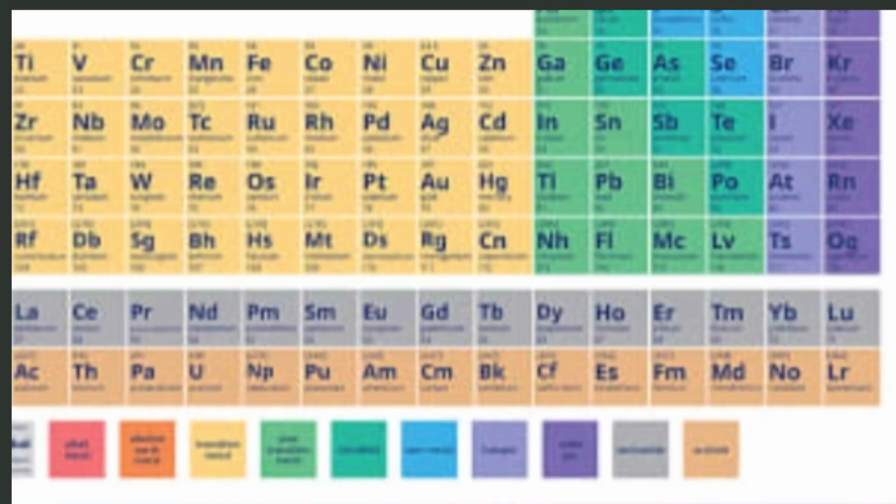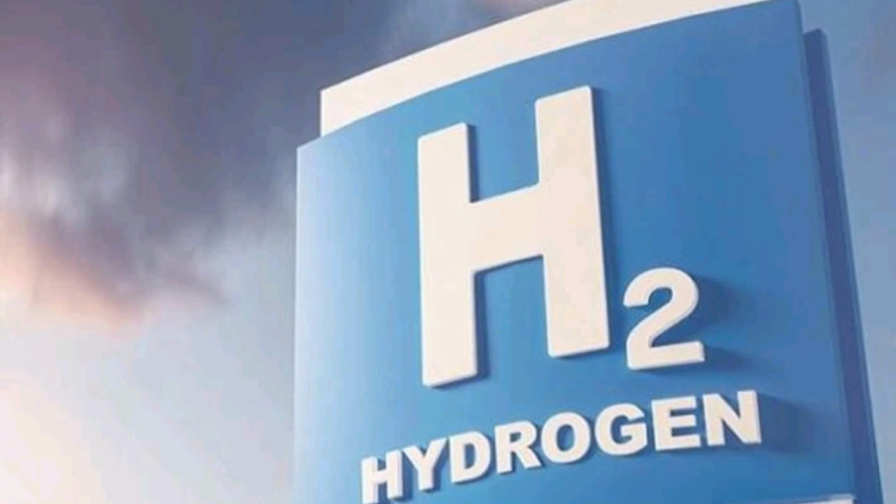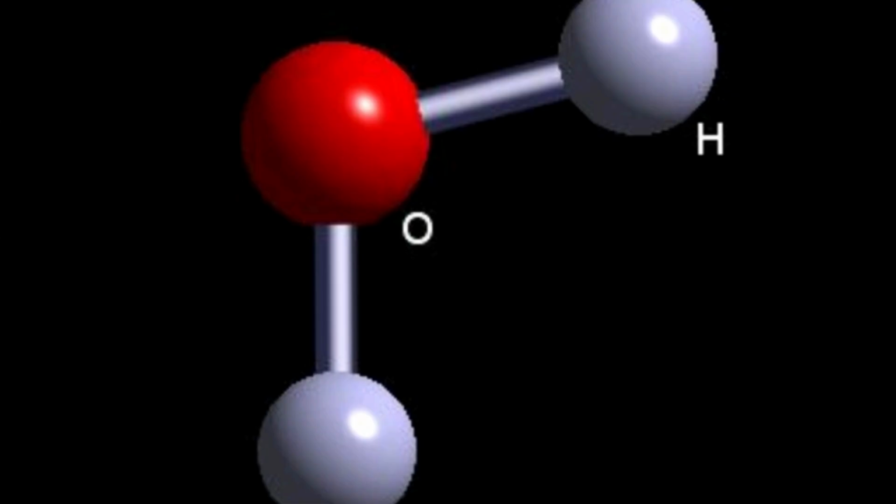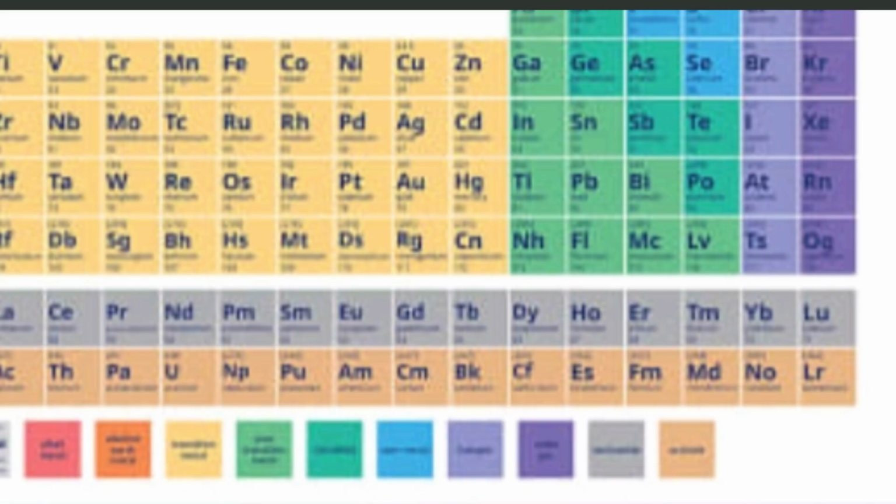Examples of elements include oxygen, hydrogen, carbon, and gold. Elements are the fundamental building blocks of matter, whether it's a liquid, gas, or solid. Each element is given a letter named after its Latin or English name. If there are multiple elements with the same letter, the second letter is used in lowercase.